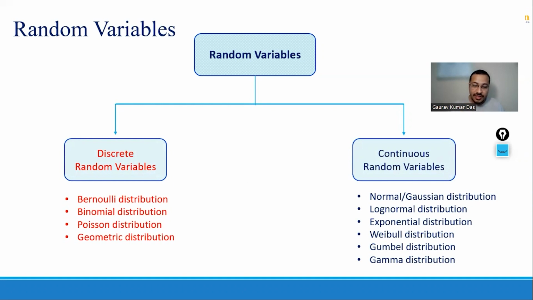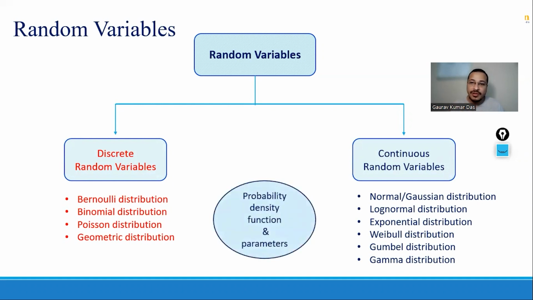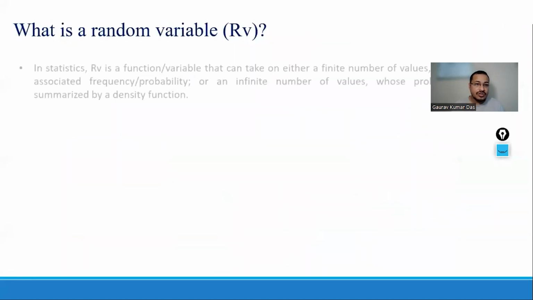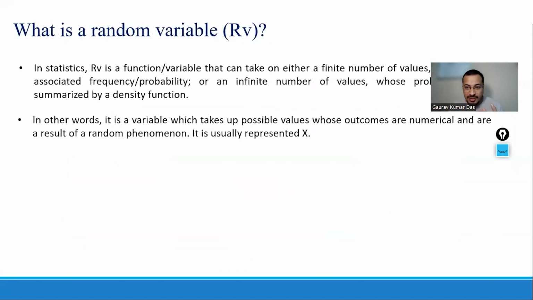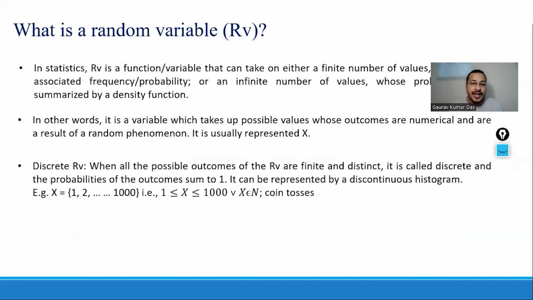We'll also try to understand what the probability density function is for all of these. We'd also learn about the probability density function and the parameters with respect to some of the distributions of continuous random variables. So what is a random variable? That is something which I've already studied before, just to give you a quick recap.